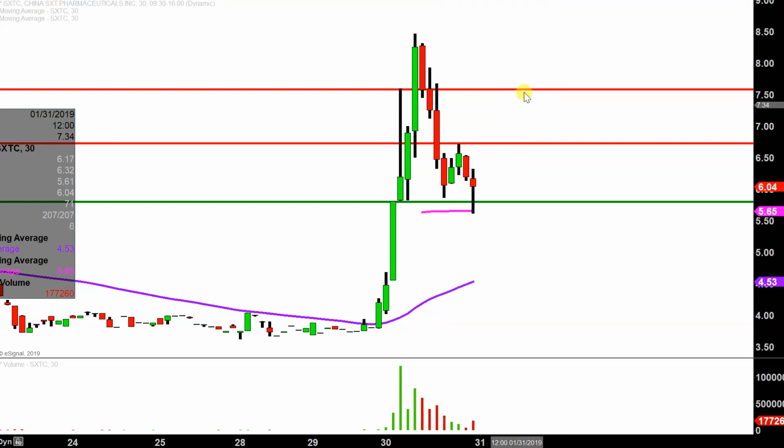If the price can get above the 7.50-ish mark, then it very well could head up to those previous highs of around 8.50. But one hurdle at a time. Let's first see if the price can even maintain above 5.80 before we start talking about doing battle with $8.50. So, crazy mover today. We'll see how this one plays out on Thursday.